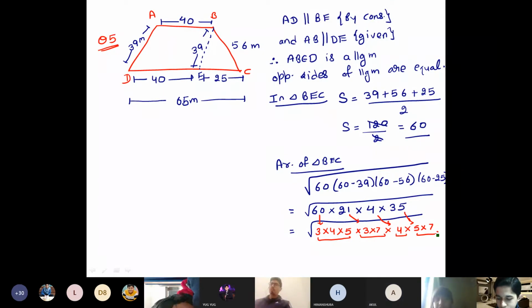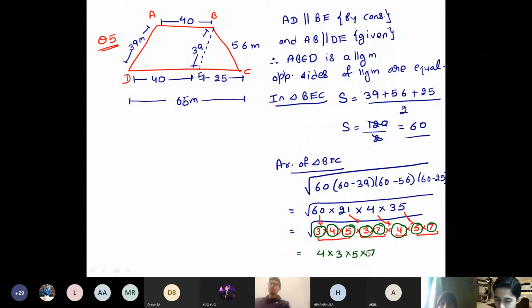Okay, now students, do one thing. Just make pairs of two numbers. See, this 4 and 4 is making one pair, so 4 will come outside of the root. This 3 and 3 is making one pair, so this 3 will come out of the root. This 5 and 5 is making one pair, so 5 will come out of the root. This 7 and 7 is making one pair, so this 7 will come out of the root. Is it clear to everyone?